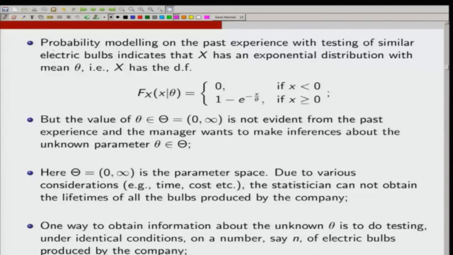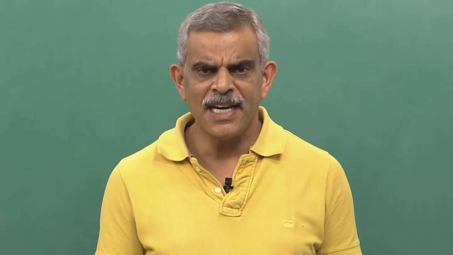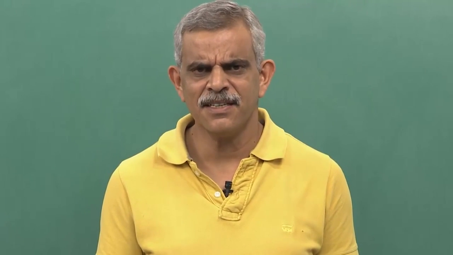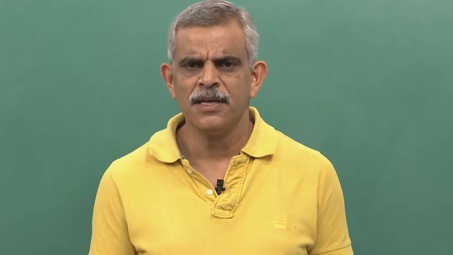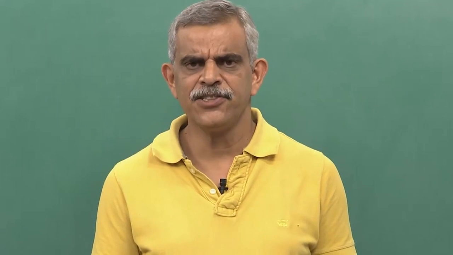Now probability modeling based on past experience with testing of similar electric bulbs indicates that x has an exponential distribution with mean theta. When I assume an exponential distribution, I am assuming it has the no aging or memoryless property. In other words, the electric bulbs do not age with time. That is a valid assumption for electric bulbs, because they normally fail only due to voltage fluctuations. In an ideal situation where the voltage is perfect, the electric bulbs will not fail.